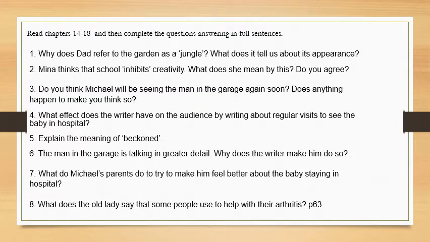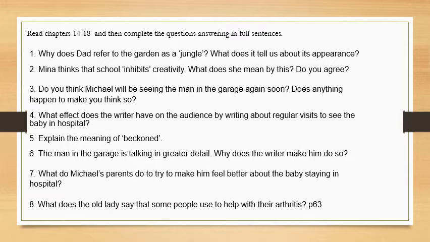Okay, so after reading chapters 14 to 18, you are now going to answer these questions. Now, I hope you're really enjoying the story, because I am. I'm really enjoying getting to know the characters, and each chapter there's something new that you learn about them as well. So it's really exciting.